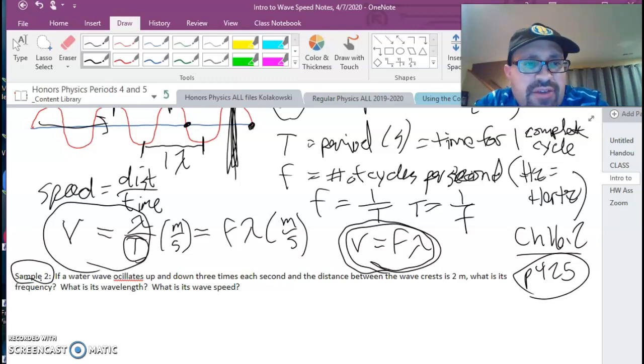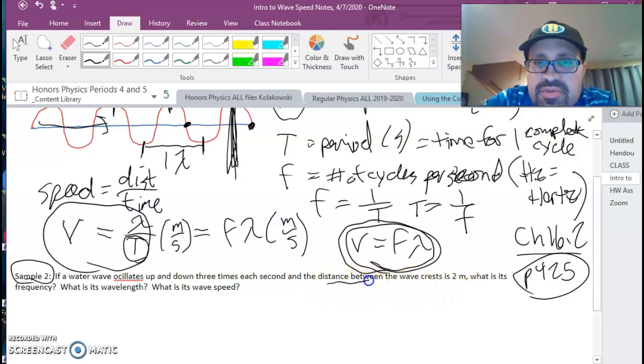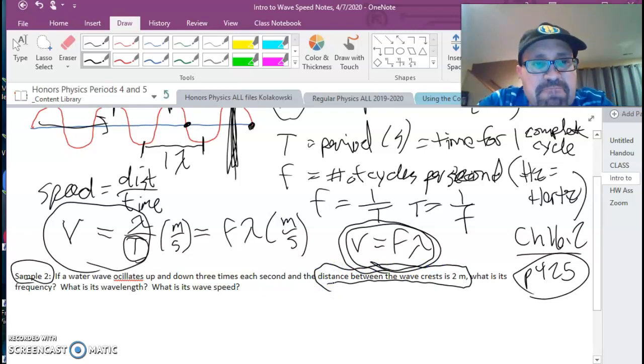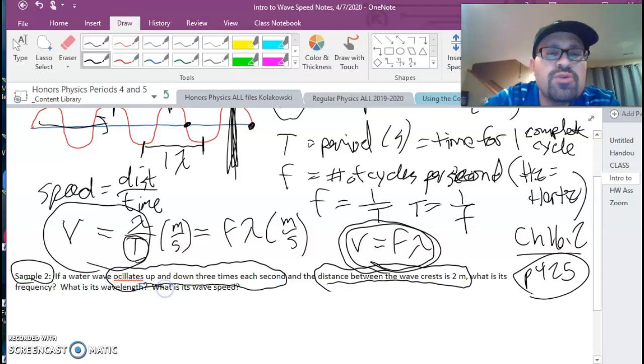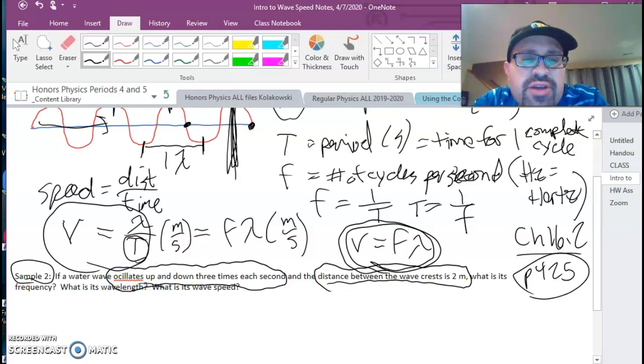Okay. Well, if we sort of look at the details here, this is a water wave. You can hopefully imagine a water wave propagating across a lake or something like that. They give us some details here. The distance between the wave crests. Okay, that's wavelength. They also tell you something important here. They tell you that the water wave oscillates up and down 3 times every second. Okay, what does that mean? Is that period? Is that frequency?